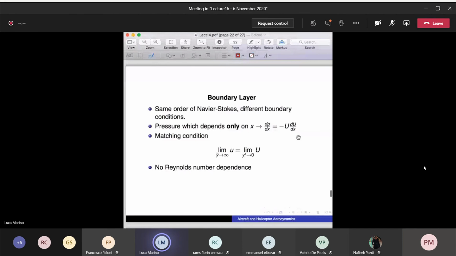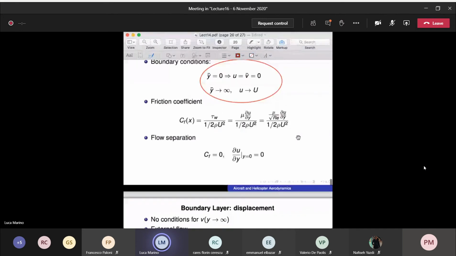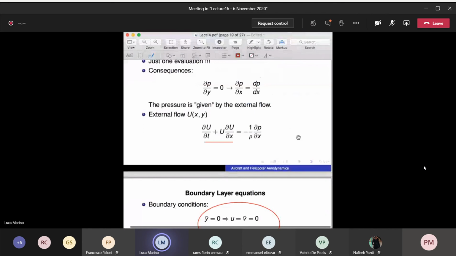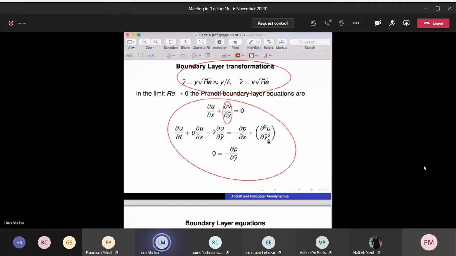These are considerations that we have already done. Another point that I want to stress here is that, pay attention, the left-hand side of the X momentum equation is exactly equal to that of the Navier-Stokes equation. So if we started from a nonlinear problem, we still have a nonlinear problem, because the convective term is still present in this equation.